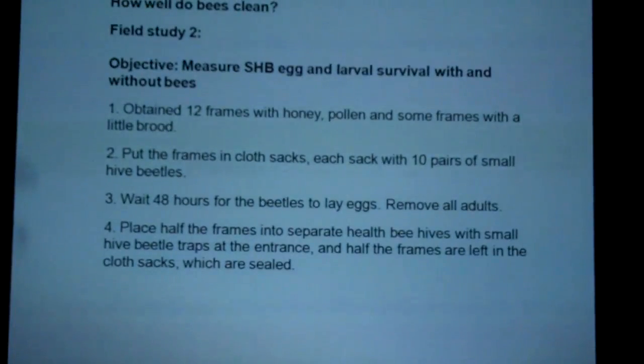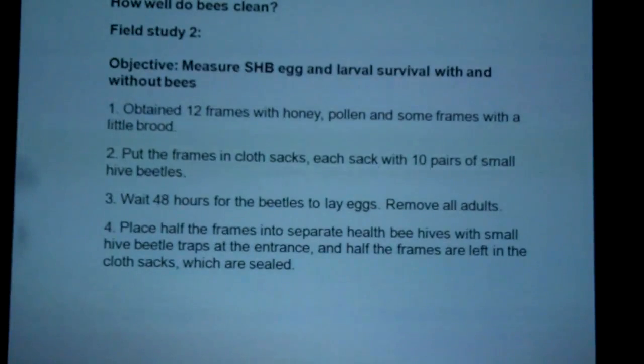This time we got 12 frames of honey and pollen, same as last time. And we put them all in these little cloth sacks and put in 10 pairs of beetles. Males and females, 10 pairs. And the beetles were all, by the way, of known age. So they were all young, so we knew that was not a problem. And we let them lay eggs for 48 hours. Then we take the adults out of all of the frames.